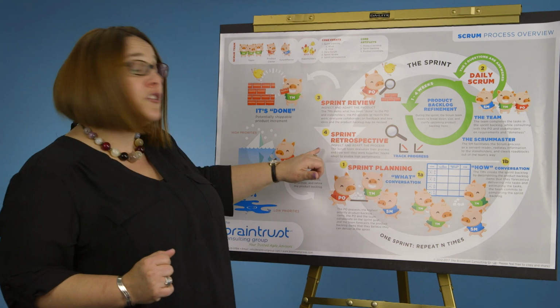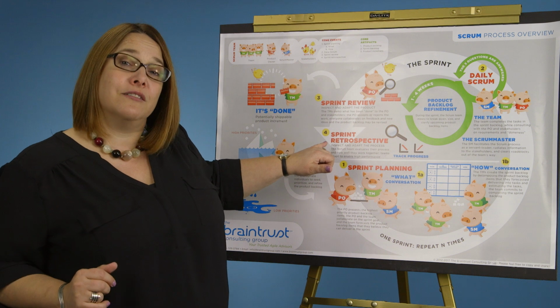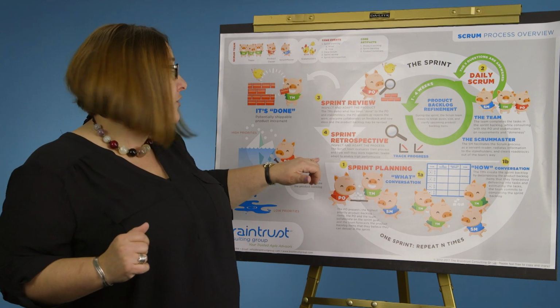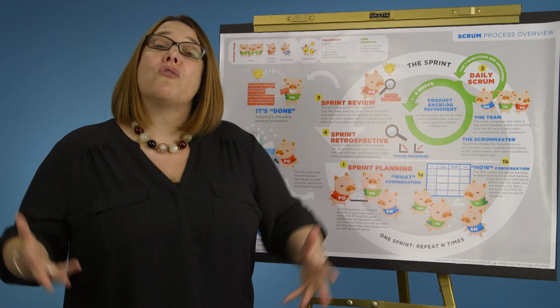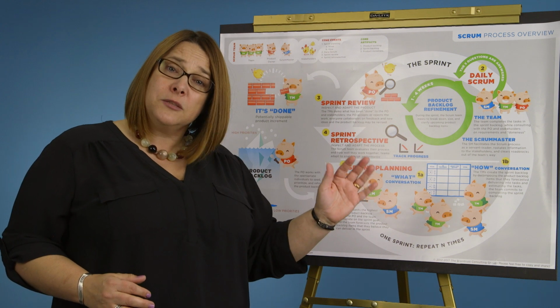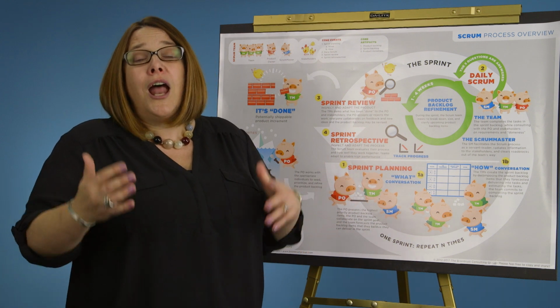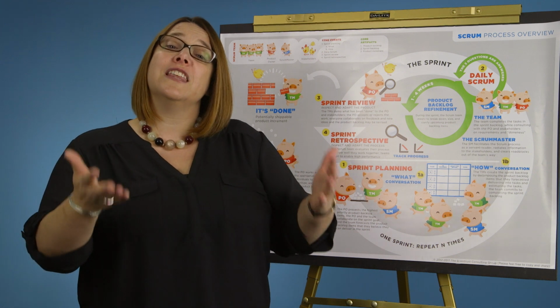At the very end of our sprint, there's a sprint retrospective, and this is the team getting together to inspect and adapt their Scrum process. What went well last sprint, what didn't go so well, and what might we want to do differently during the next sprint.